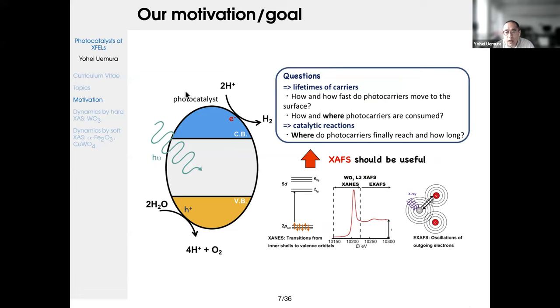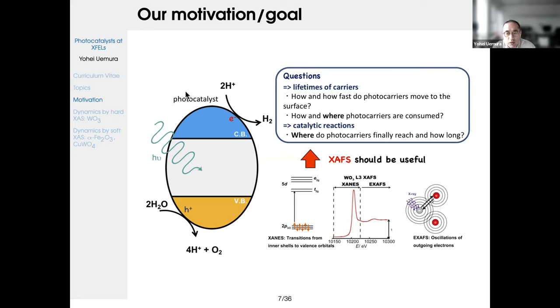For example, we don't know exactly the lifetime of photocarriers because there are several different processes, such as the carrier recombination process, or some carriers being consumed by the photocatalytic reaction itself. So we don't know which reaction or process is dominant for each time domain.